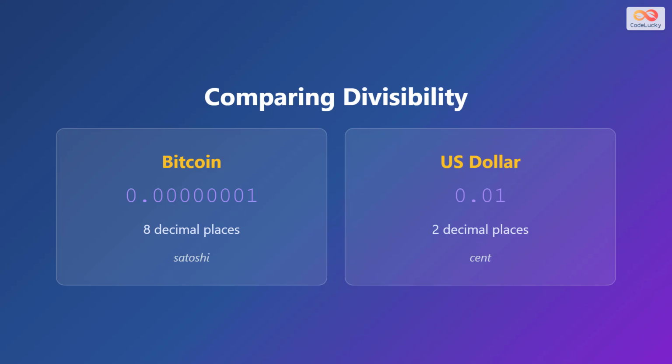Let's compare Bitcoin's divisibility to traditional currency. Bitcoin divides down to 8 decimal places, with the Satoshi as its smallest unit. The United States dollar, by contrast, only divides to 2 decimal places, with the cent as its smallest unit. This means Bitcoin is 1 million times more divisible than the dollar, providing far greater precision for digital transactions.